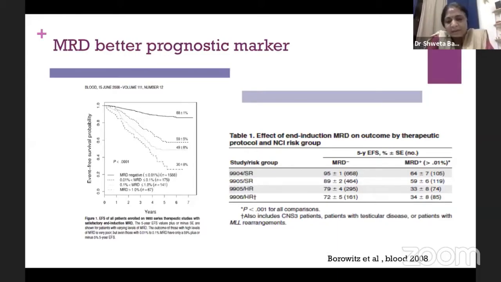And in very high risk patients, those who have CNS disease, or testicular disease, or MLL rearrangement genes, if they are MRD negative, they have at least 70% survival. While those patients who are MRD positive have poor survival, less than 30%.